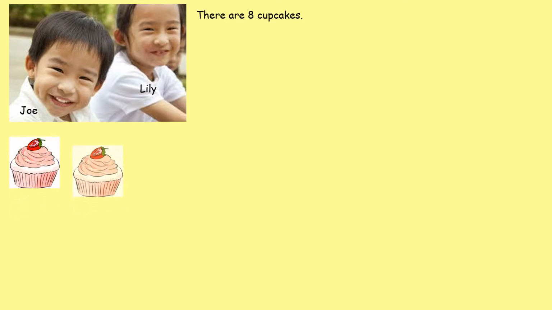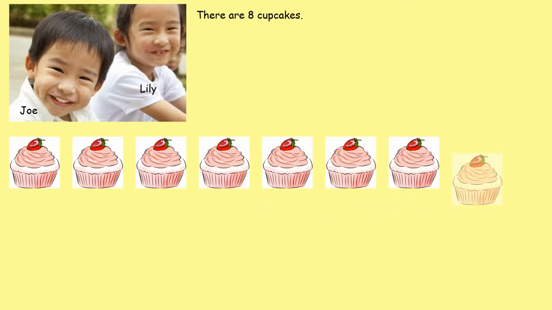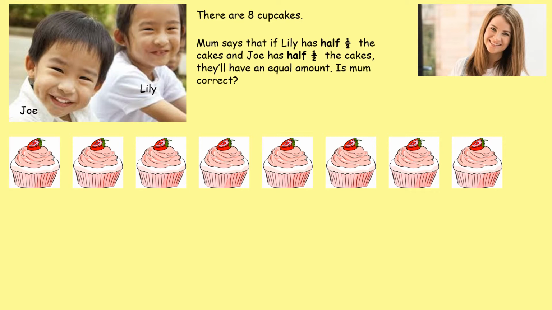Okay, children, so we've got a little bit of a problem here. Let's have a look. So there are two children. We've got Joe and Lily. And there are 8 cupcakes. Let's count the cupcakes. 1, 2, 3, 4, 5, 6, 7, 8. There are 8 cupcakes. Now their mum, she says that if Lily has half the cakes and Joe has half the cakes, they'll have an equal amount. That means they'll have the same amount of cupcakes. Is mum correct, children? Is mum correct that if Lily has half the cupcakes and Joe has half the cupcakes, they'll have an equal amount?